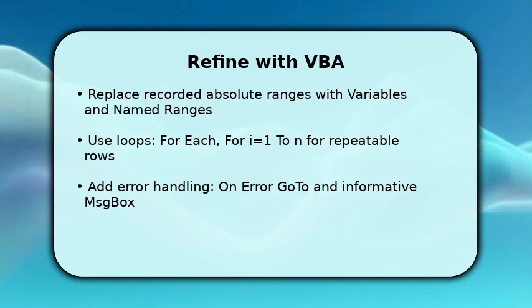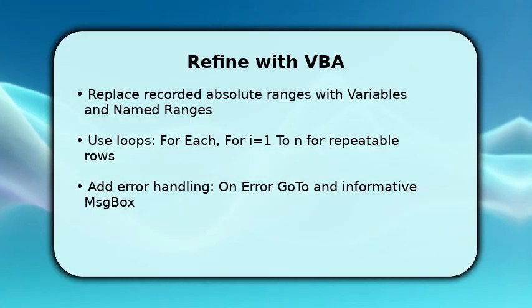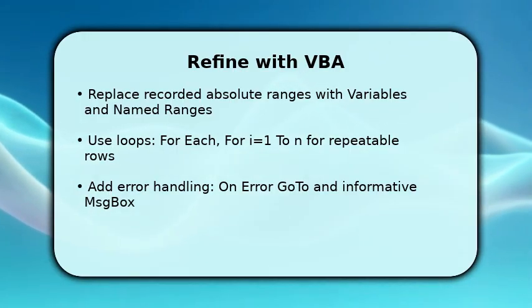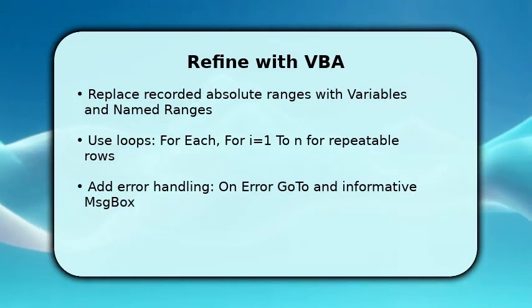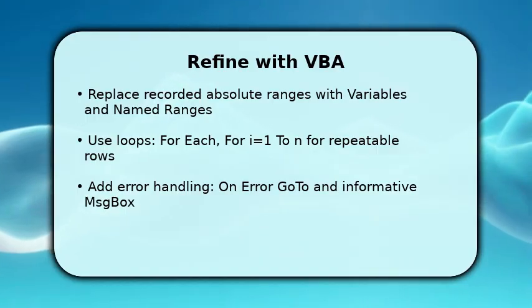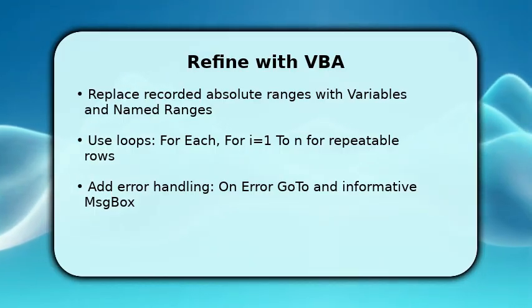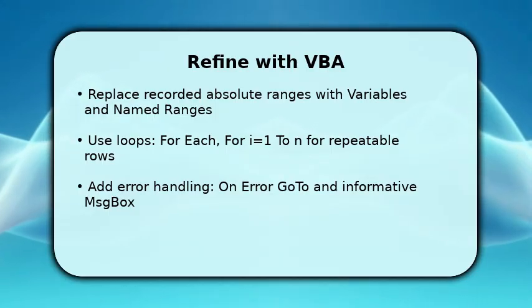You now refine the recorded macro by turning it into reusable code. Replace hard-coded ranges with variables and named ranges so the macro adapts to different sheets. Then add loops like For Each or For i = 1 To n to process rows dynamically, and use If statements to skip blanks. Once structured, modularize repeated steps into subs and functions. Make sure to include On Error GoTo with clear messages so you can diagnose failures quickly without losing progress.